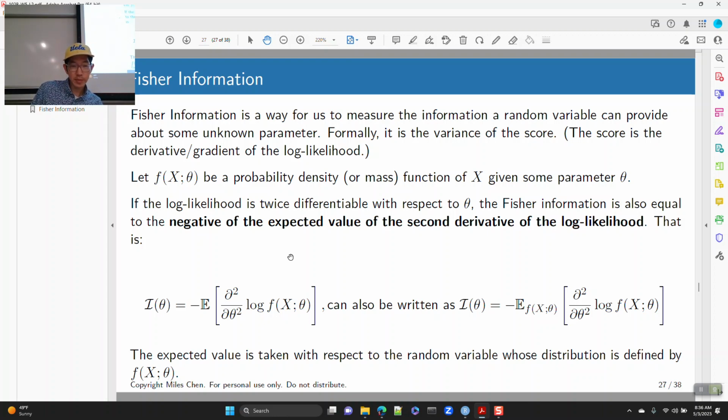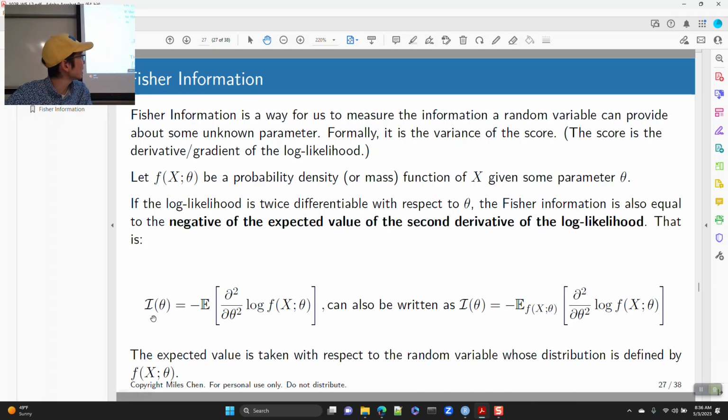Okay. So if we have some kind of probability density function or even a probability mass function, and if the log likelihood is twice differentiable with respect to your parameters theta, then the Fisher information is also going to be equal to the negative of the expected value of the second derivative of the log likelihood. So that's a mouthful, right? But this is what we can say.